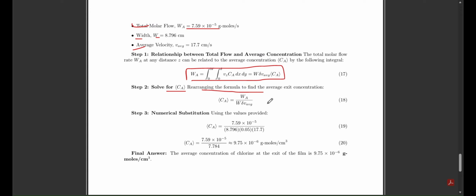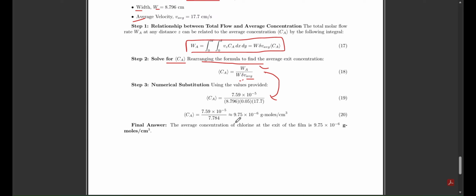We know all the values WA, W, δ, and V average, so we substitute all the values here, and then we get the average concentration at z equals L. So, thank you.